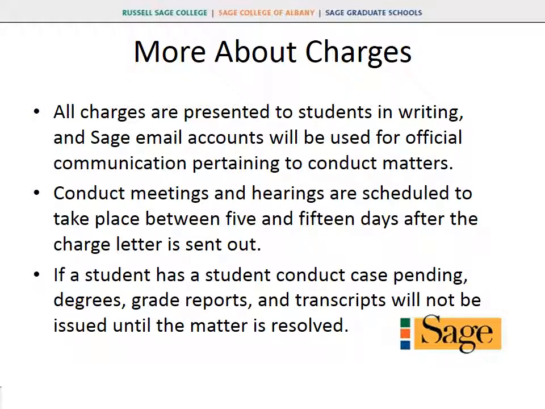If a student has a conduct case pending, degrees, grade reports, and transcripts will not be issued until the matter is resolved. This is the case even if the student withdraws from Sage. The charges must be resolved before any of those records can be released.